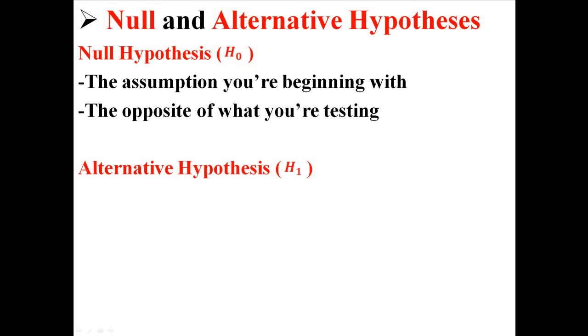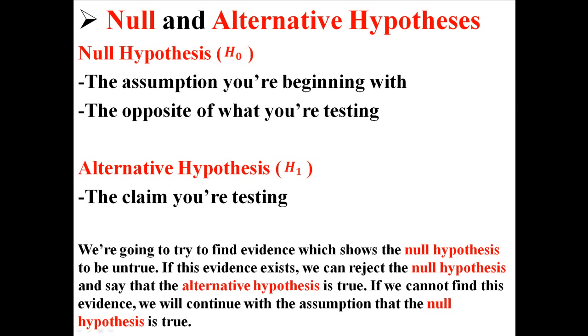And then we have the alternative hypothesis, which is represented by H1 here, and sometimes you might see HA instead of H1. That is the claim that you're testing. In this case, we're testing to see if the school has a passage rate that is different than 85%. We're going to try to find evidence which shows that the null hypothesis is untrue. If this evidence exists, we can reject the null hypothesis and say that the alternative hypothesis is true. If we cannot find this evidence, we will continue on with the assumption that the null hypothesis is true.